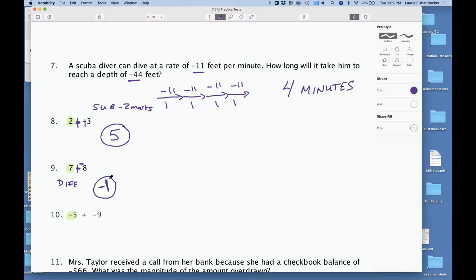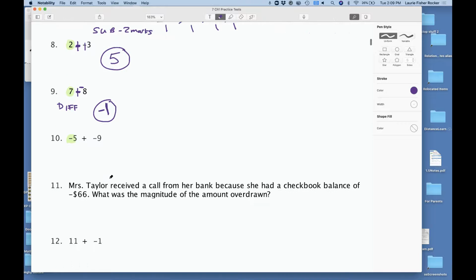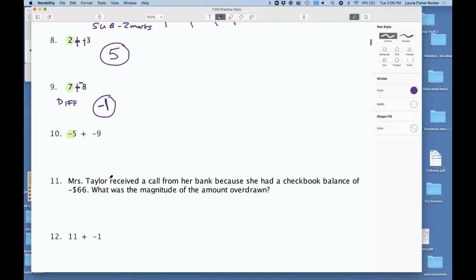So I'm in the mood. I'm kind of in the groove of some 2 marks here. So I look at this, negative 5 plus. I don't need to do 2 marks. No 2 marks here. I just have a negative 5 plus a negative 9. So if I were to model this, I've got a negative 5, and then I've got a negative 9. Oh, look, they're all negative. So I'm just going to have a whole bunch of negatives. So they're the same sign. So I add. 5 and 9 is 14. And what were they? Oh, they're all negatives. So it's going to be negative 14.